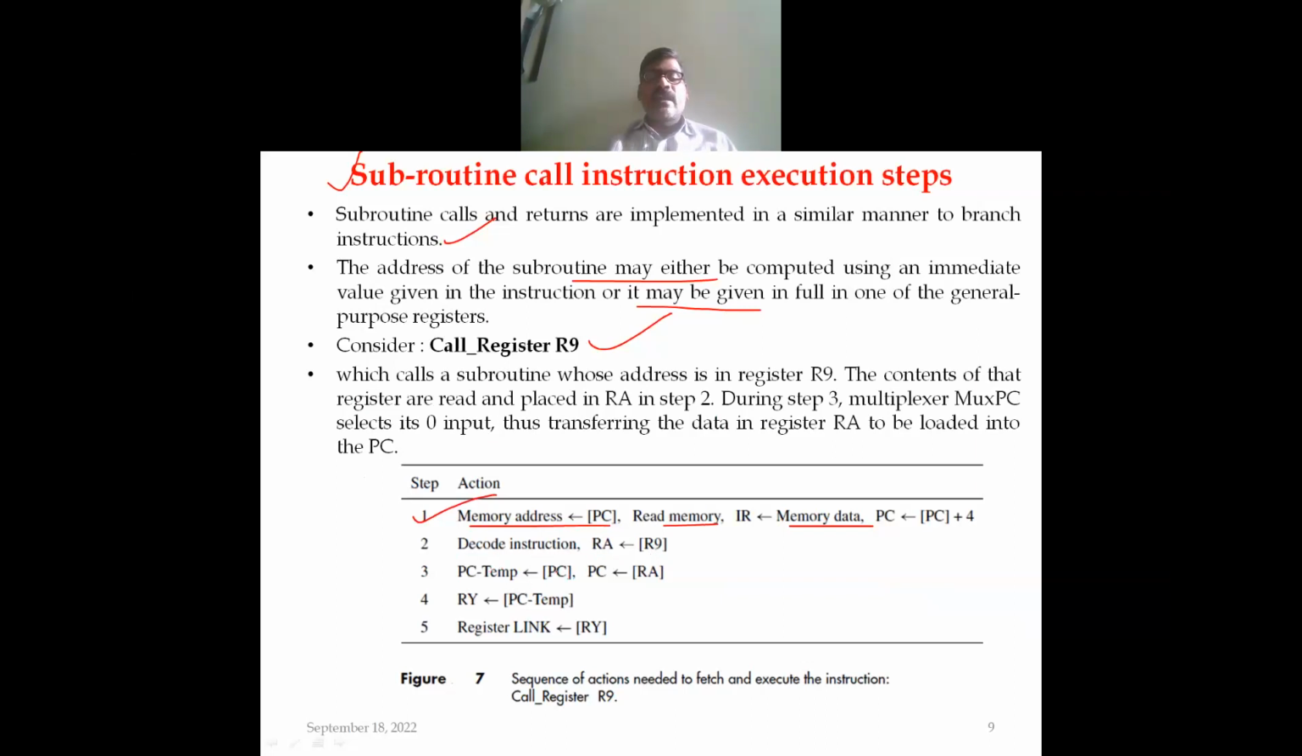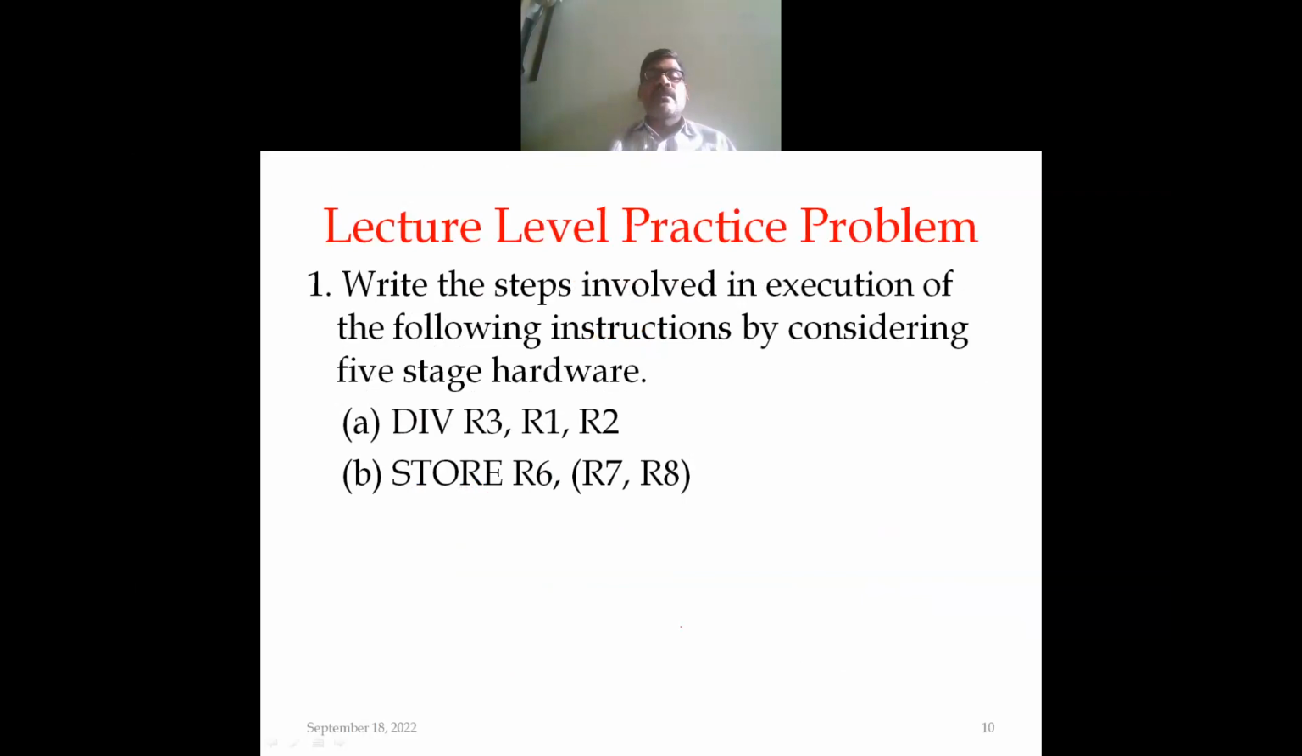Then the PC content will be temporarily stored in the PC temp register. Now the PC is loaded with the contents of RA. The contents of the PC temporary register will be stored in the RY register. Then the contents of RY are stored in register link. So this is the one register that is used when we are making use of this subroutine call. The contents of RY are stored into this register link. Okay, so link is a register used in subroutine calls.